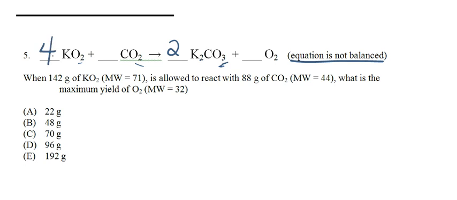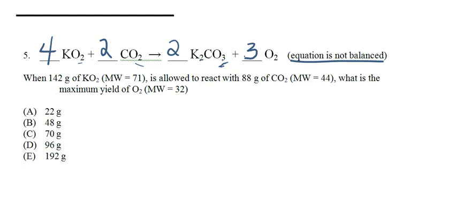My potassiums are good. I need to balance out my carbons. Okay, so I believe I've got the same number of potassium and carbons on both sides. Alright, now let's look at oxygen. So I need to find out what number I should place in here. So I have 8 times 2 plus 2 times 2, which is 4. So 8, 12, and then don't forget about these guys here. So I need a 3 there. Alright, so we need 12 total oxygens on both sides.